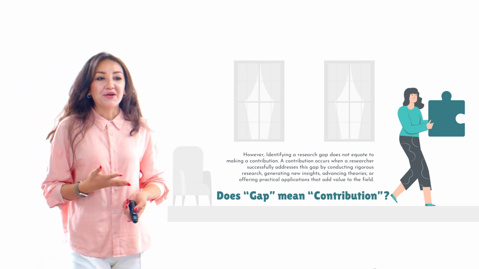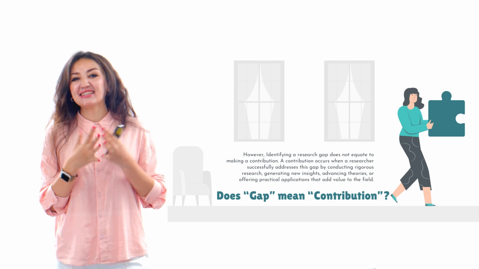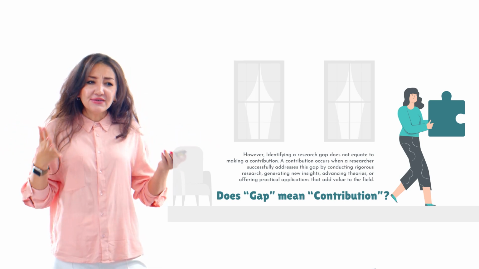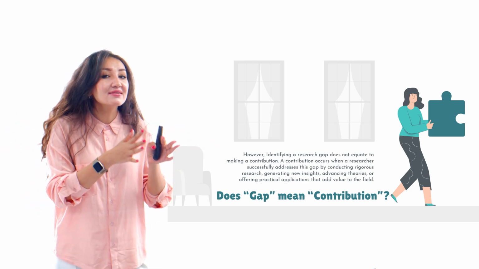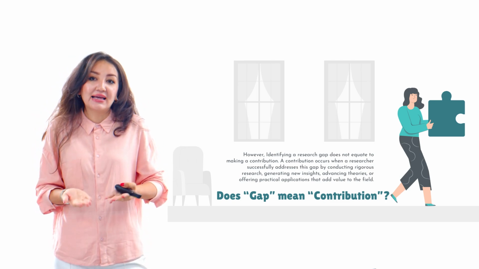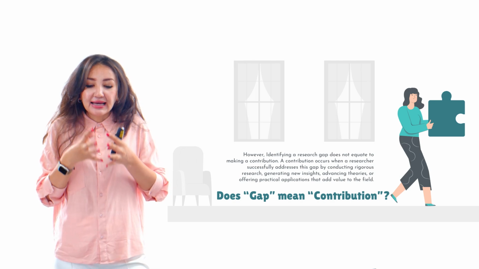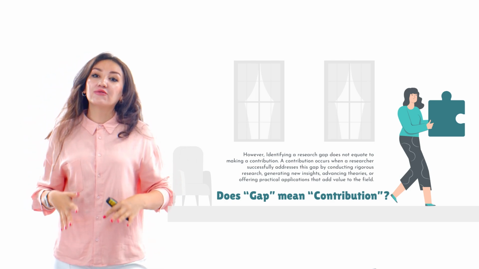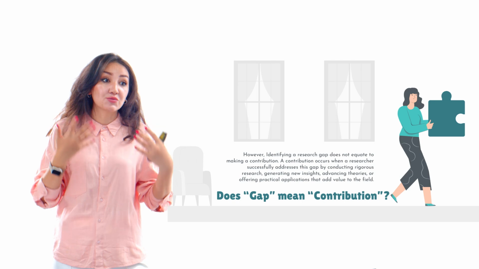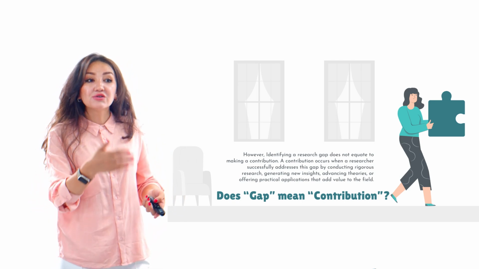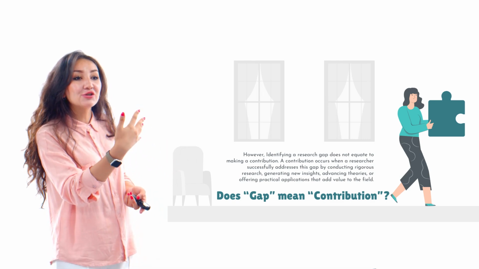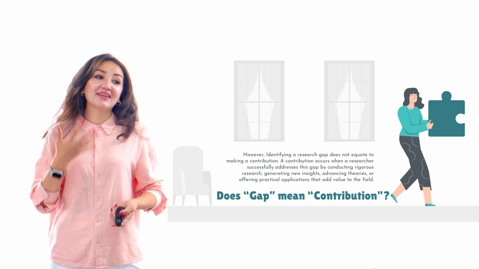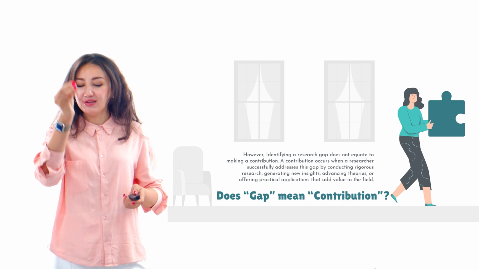Okay. Does gap mean contribution? In many cases they say, okay, I'm contributing, whether they have the same meaning or not. However, identifying a research gap doesn't equal making a contribution. Gap is something that is missing. You want to fulfill that gap. Okay? Contribution is in the field, based on the research problem. A contribution occurs when a researcher successfully addresses this gap by conducting rigorous research, generates a new insight, advances theories, or offers practical application that adds value to the field.